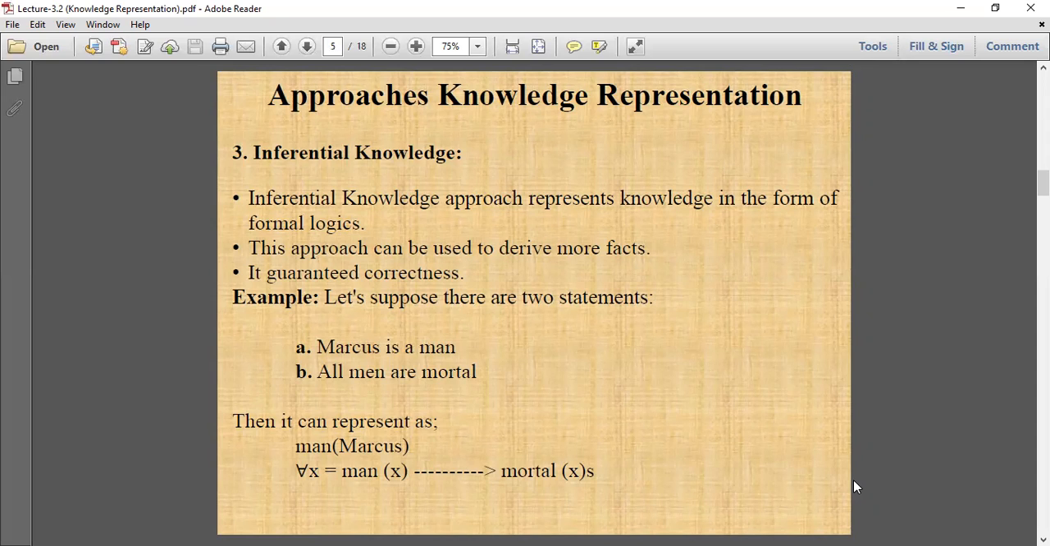For example, Marcus is a man, and second, all men are mortal. So you can represent this as man(Marcus). And all men are mortal: for all x, this is a universal quantifier, for all x, man(x) implies mortal(x).